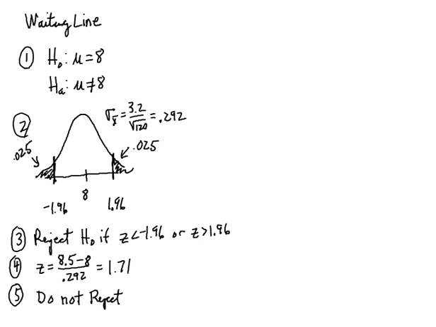1.71 is not less than negative 1.96, nor is it greater than 1.96. So I will say since negative 1.96 is less than 1.71 less than 1.96, do not reject. Do not reject does not mean that we have proven the null true. It just means that we don't have strong enough evidence to show it's false.